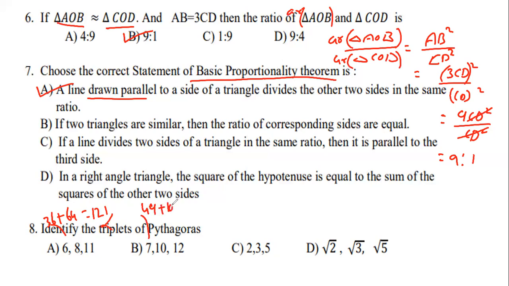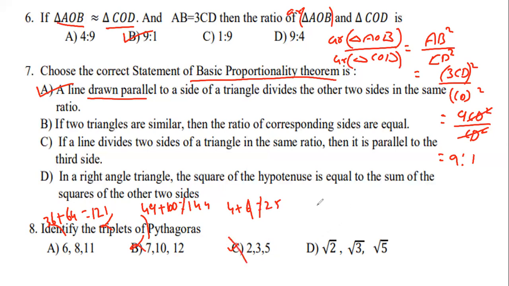49 plus 10 times 100 is equal to 144? No, not equal. This is also wrong. Then go for this one. 2 2s are 4 plus 3 3s are 9 is equal to 25? This is also not equal. Then this is also wrong.